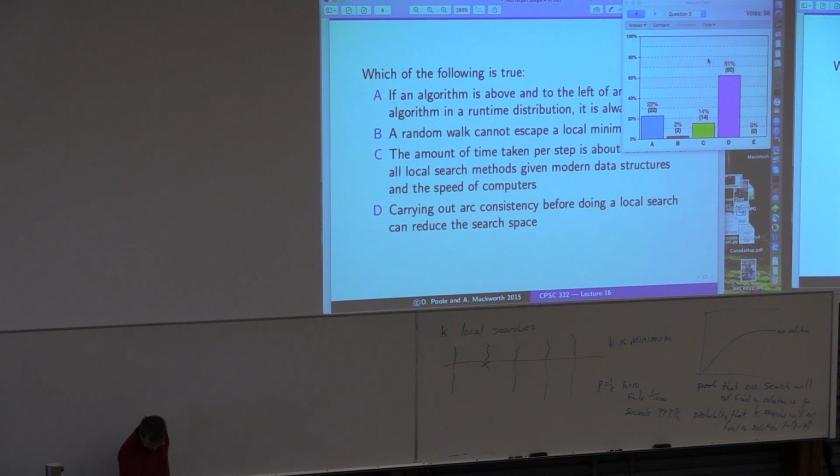Right, D is the right answer. A is sort of an interesting question.